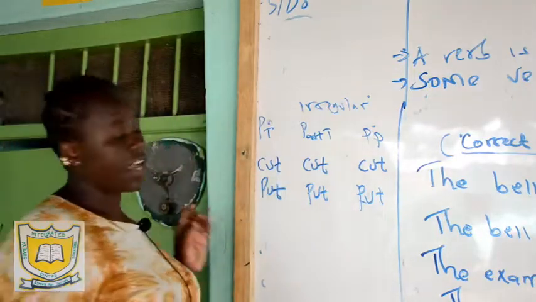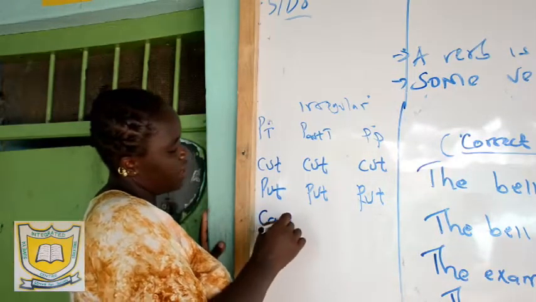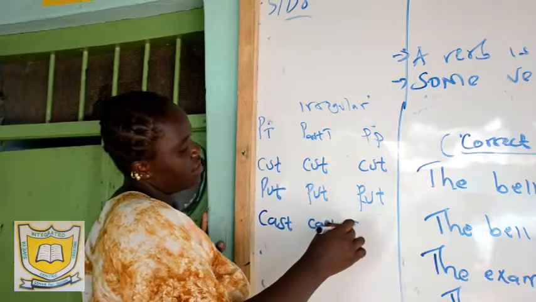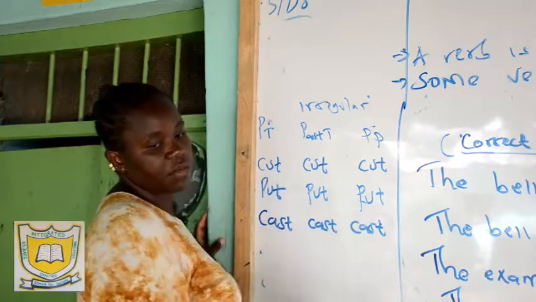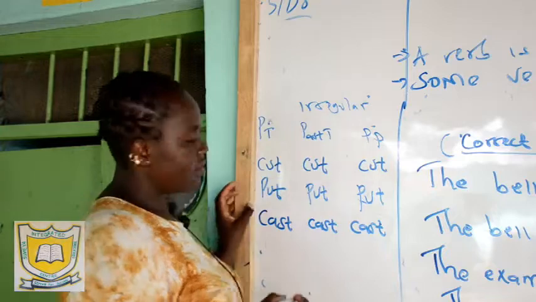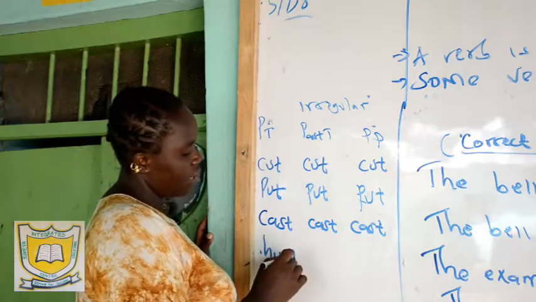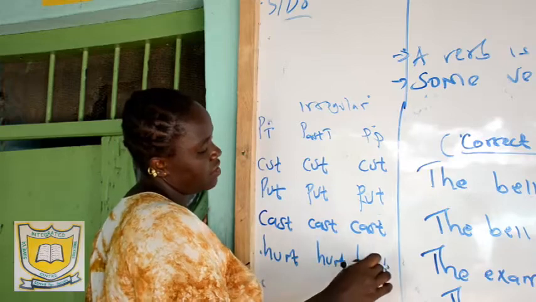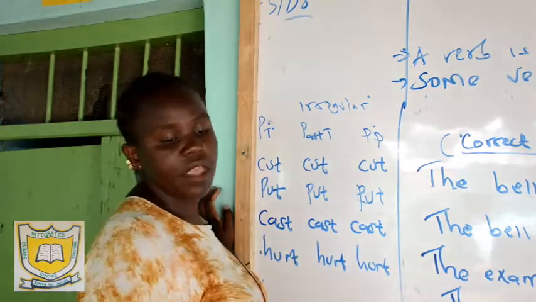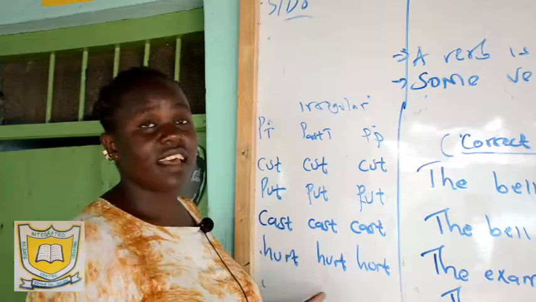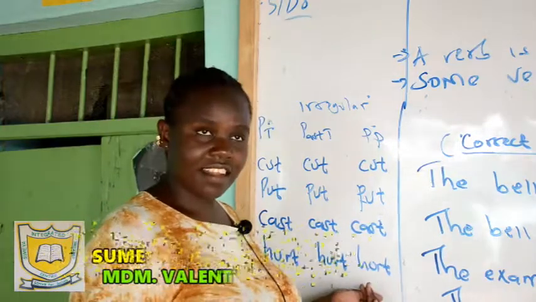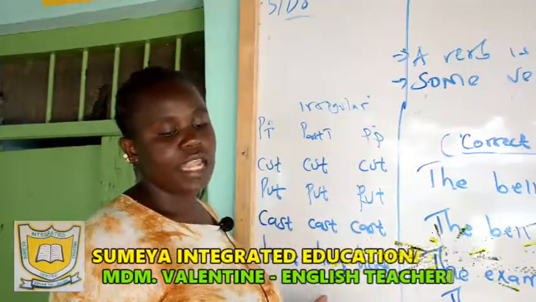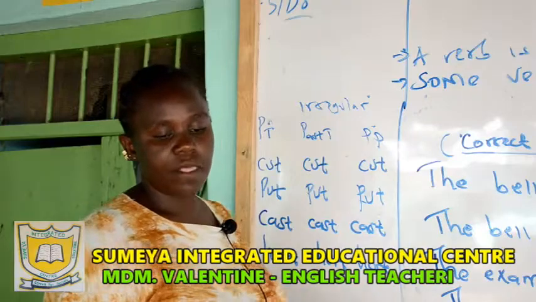Example, you can have cast. Past tense is cast. Past participle is also cast. Today you hurt your leg. Yesterday you hurt your leg. The past participle is also you hurt your leg. You do not say hurted for the past tense, then hurted for the past participle. It is simply hurt, and then hurt, and then hurt.